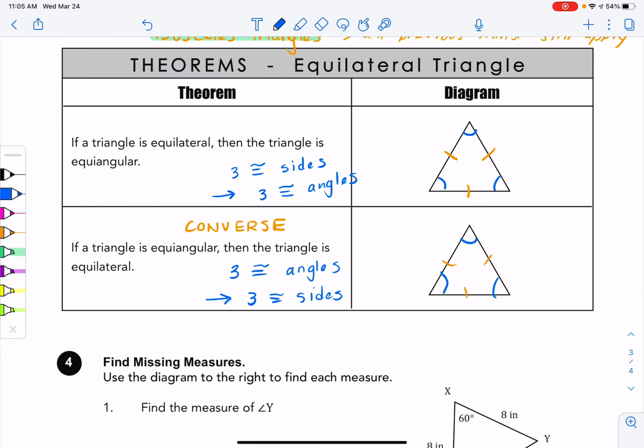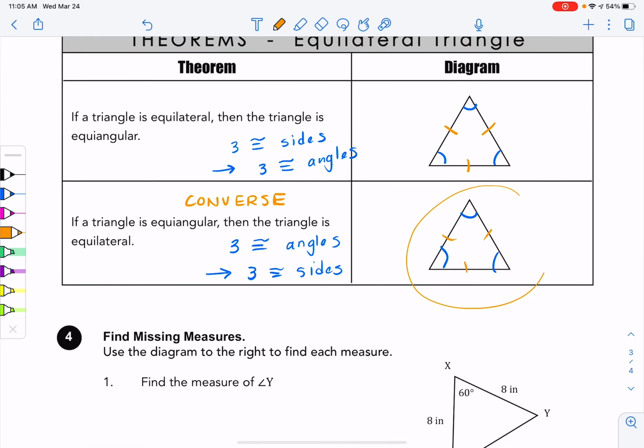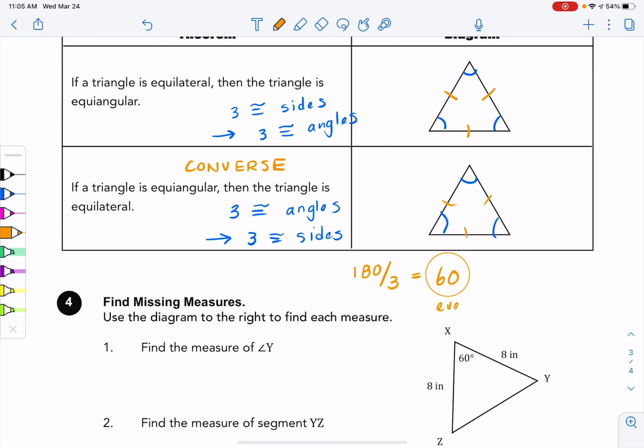And remember that the interior angles of a triangle sum to 180 degrees. If every angle in a triangle is congruent, 180 divided by 3, because there's 3 equal angles, would give you 60. So without any further information, you can automatically assume that every angle in an equilateral triangle is 60 degrees.